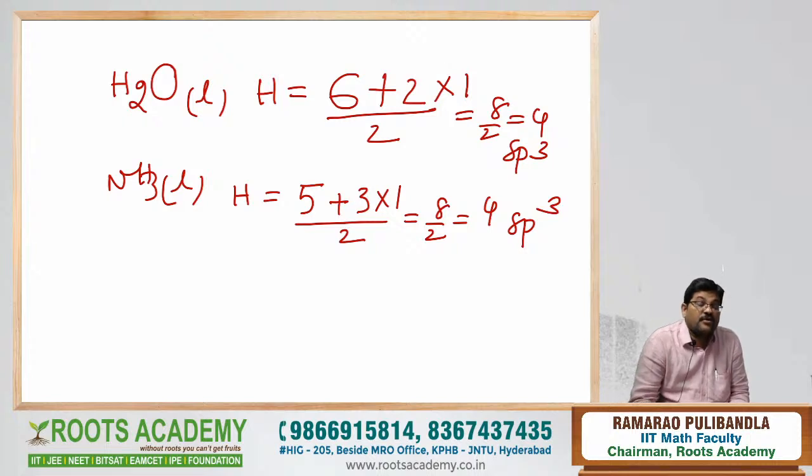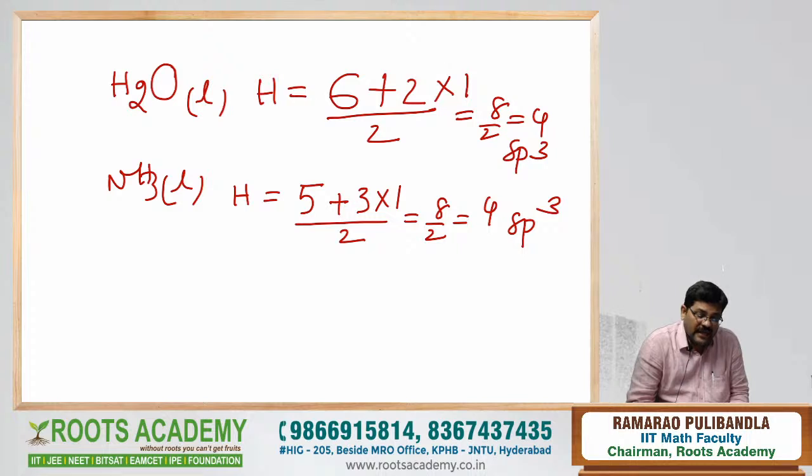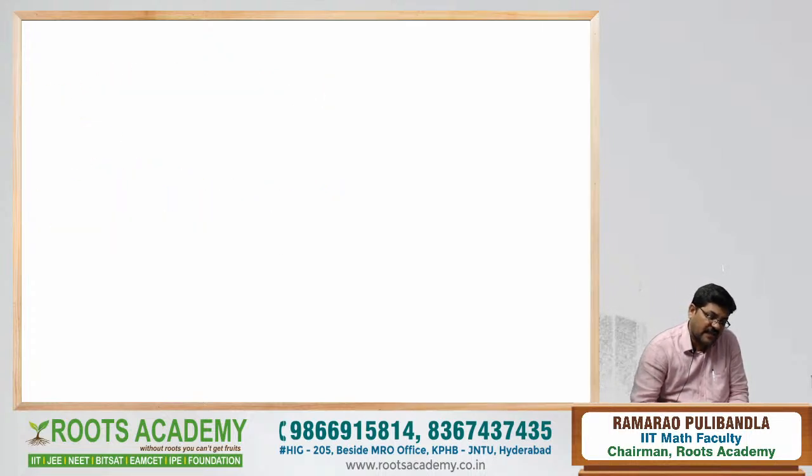Okay. And now we discuss about anionic species and cationic species. That is very, very important from the examination point of view. So I will discuss about cationic species. Up to here, the neutral molecules are completed. Now we discuss about the cationic species and anionic species.